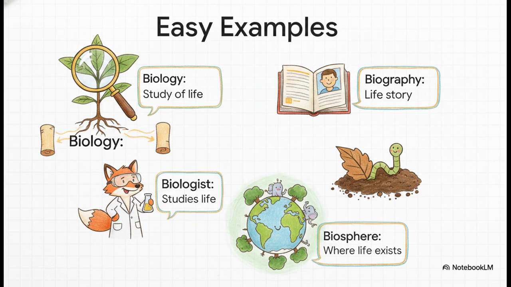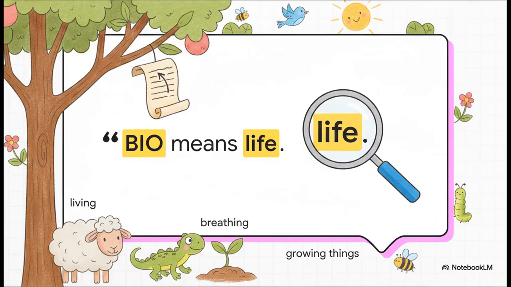And think about a leaf falling from a tree. We call that leaf biodegradable because it's able to break down naturally in nature. Finally, the biosphere. That is just the specific part of our Earth where life actually exists. See how quickly this secret code starts working? I want to plant a really simple, rhythmic memory cue in your mind right now. Just repeat this with me in your head. Bio means life. That's it. Whenever you're reading and you stumble on this specific sequence of letters, immediately think of living, breathing, growing things.